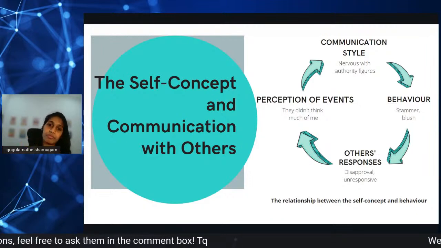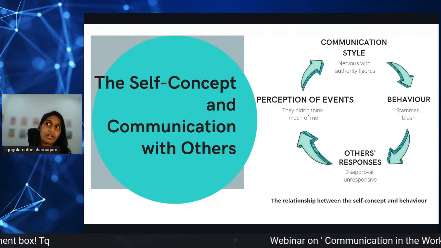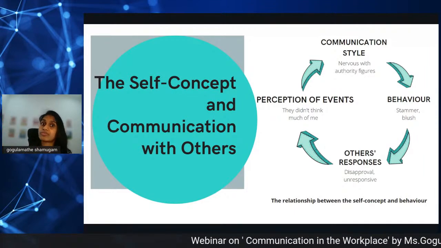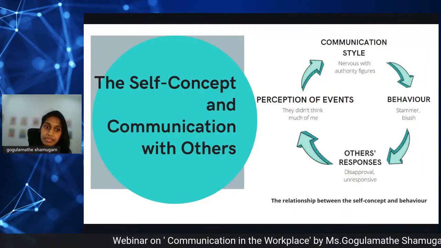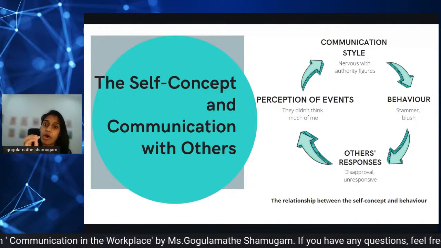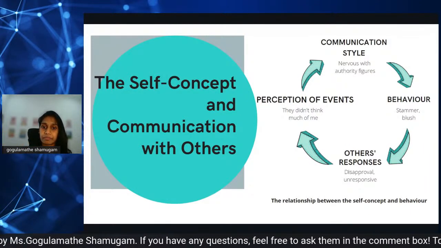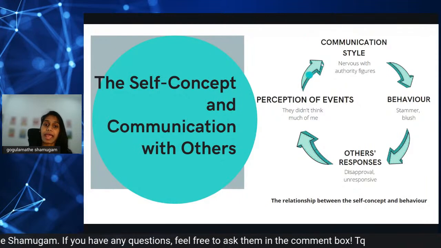So the self-concept, communication always starts from you. We cannot control how people communicate. We cannot control other people's behavior, but you can control yourself. So self-realization, self-concept, and how you communicate with others are very important in order for you to minimize all the problems that might be occurring in the future. Right?